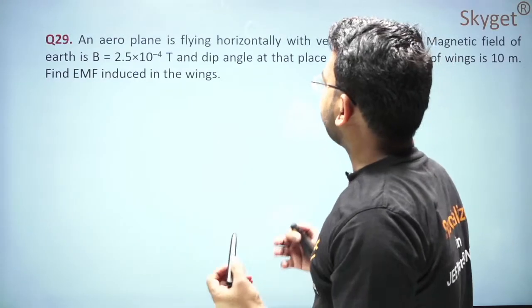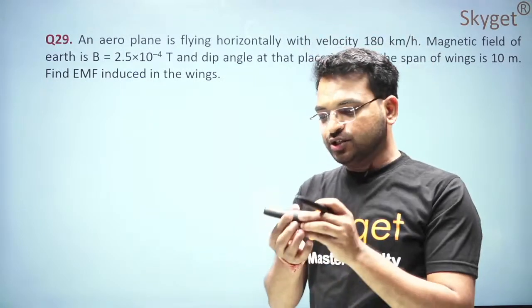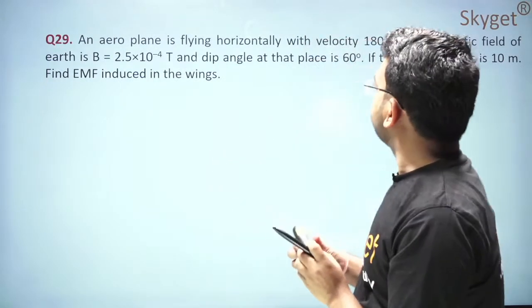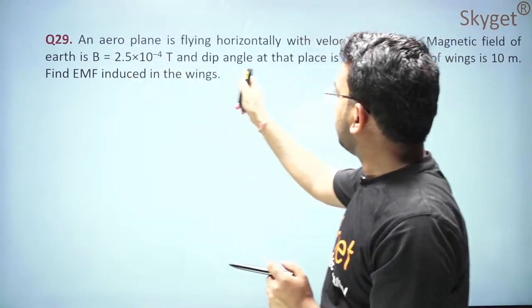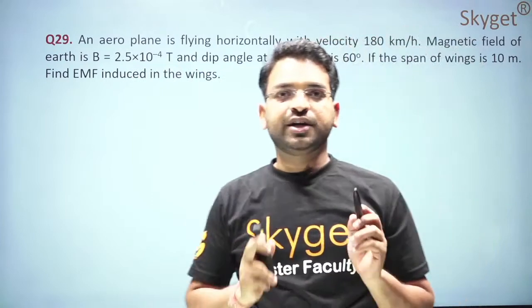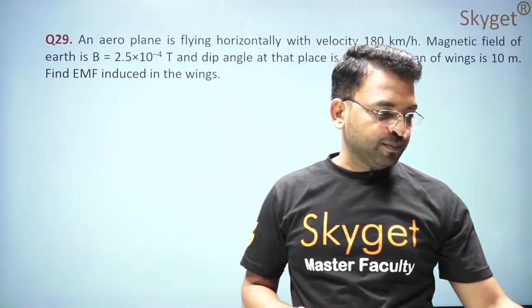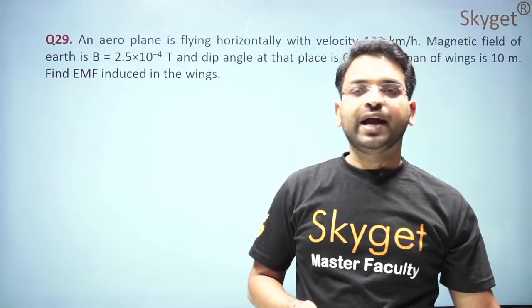Okay, the aeroplane is flying horizontally. Now, with this much velocity, the magnetic field of the earth is this much, and the dip angle is 60 degrees. What is the dip angle? What is the meaning of dip angle at any point?